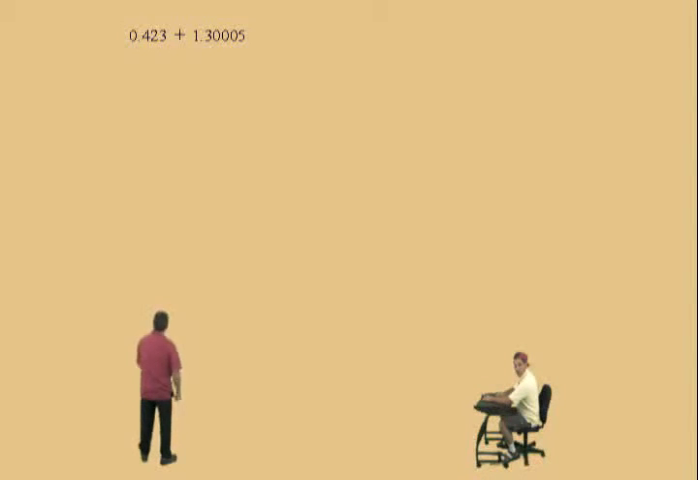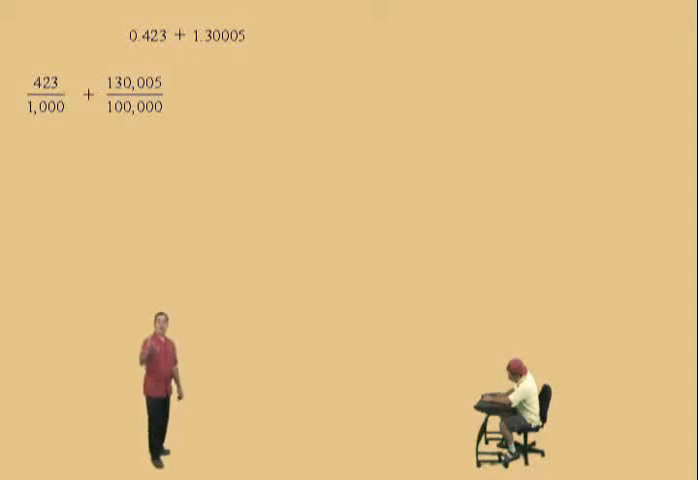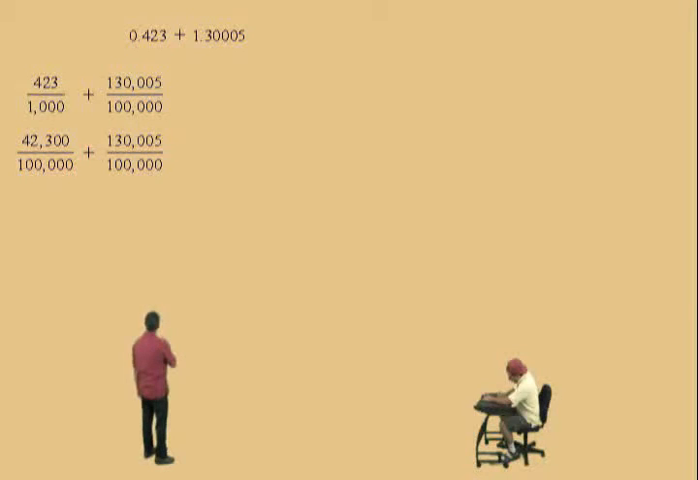Here we go, Charlie. 423 thousandths plus 130,005 hundred thousandths. Our LCD is 100 thousandths. So we're going to multiply the 423 thousandths top and bottom by 100 to get that LCD. So basically, it is 42,300 hundred thousandths plus 130,005 hundred thousandths. And when you add 42,300 plus 130,005, you get 172,305 hundred thousandths.